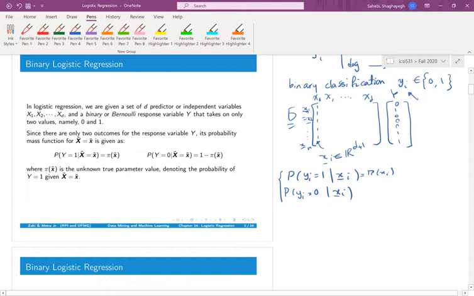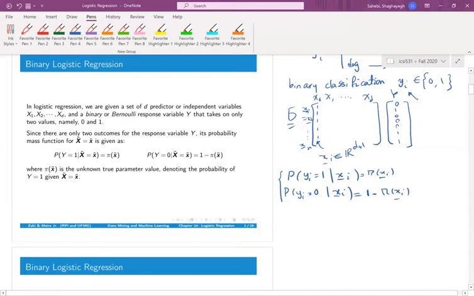We all know that a property of probability mass functions is that the sum of probabilities should be equal to 1. So the probability that y is 1 given xi plus the probability that y is 0 given xi should be equal to 1, right? That's the property of a probability. So if the probability that y is equal to 1 is pi of xi, then the probability that y equals 0 is going to be 1 minus pi of xi, right?